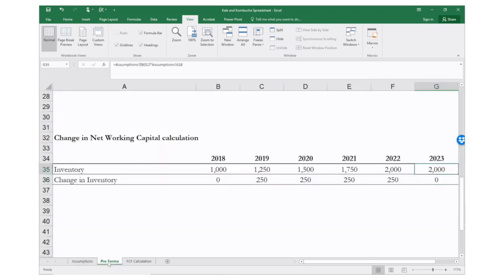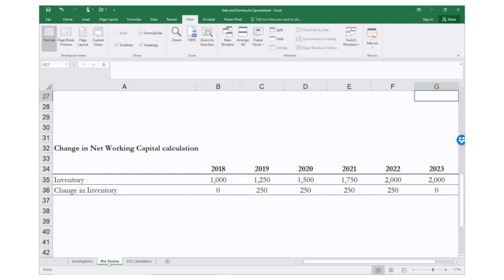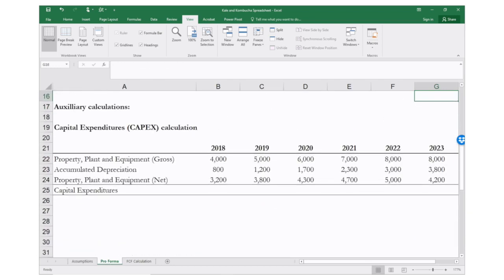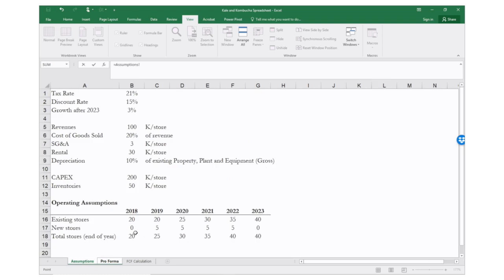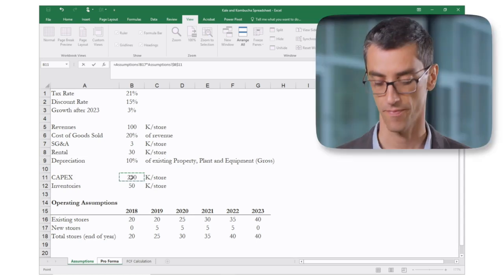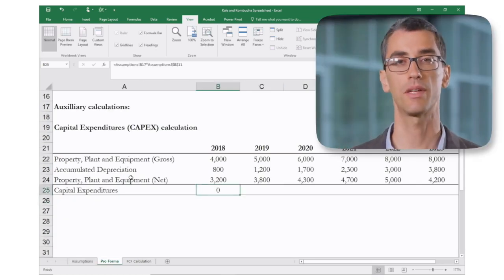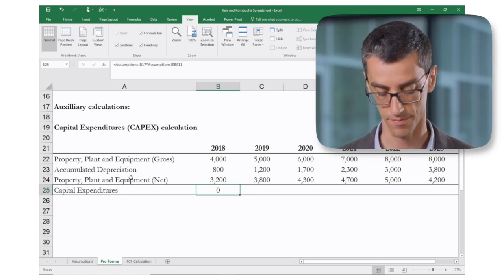A similar logic applies now that we've finished the net working capital calculation. A very similar logic applies to capital expenditures. Capital expenditures is the amount that I'm investing in order to build out stores. How many did I build out in 2018? Well, I built none. And I'm still, though, going to multiply that by the amount that I'm spending in each store. So in 2018, I have no capital expenditures because I'm not building out new stores.